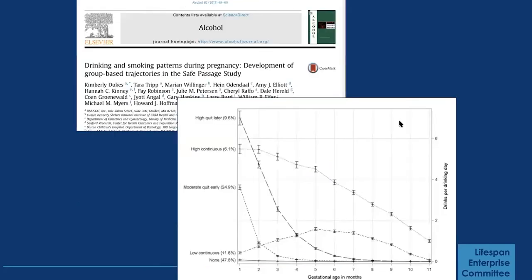And so another group has actually done very similar work to this in a completely different data set. This came out of the Safe Passage study, looking at drinks per drinking day of alcohol across gestation. And this group used the group-based trajectory modeling, the parametric approach that's available in SAS, as opposed to our non-parametric approach that we used in R.